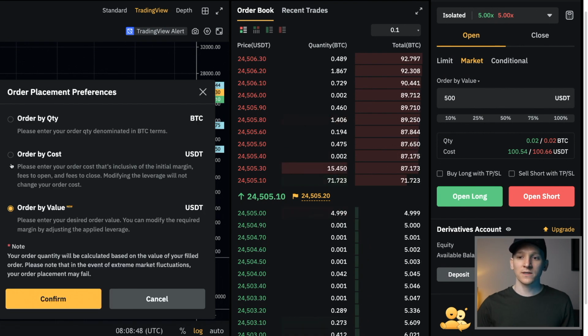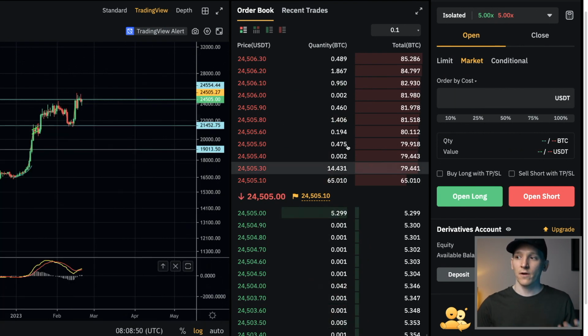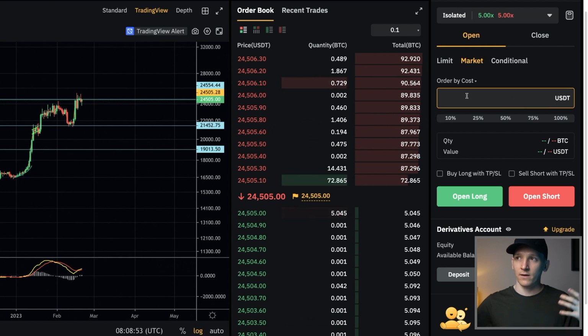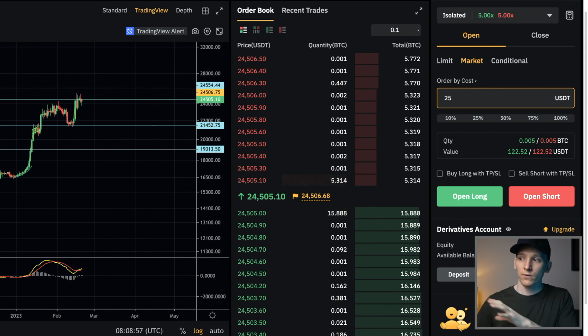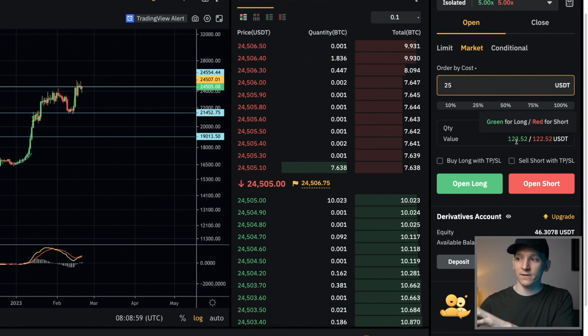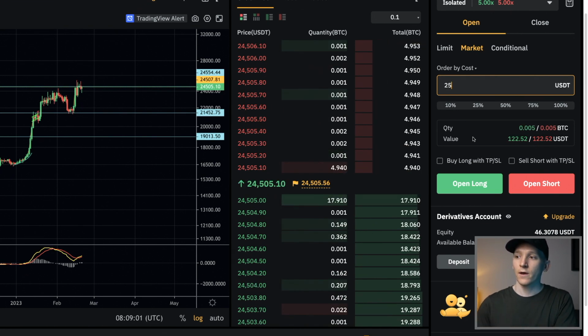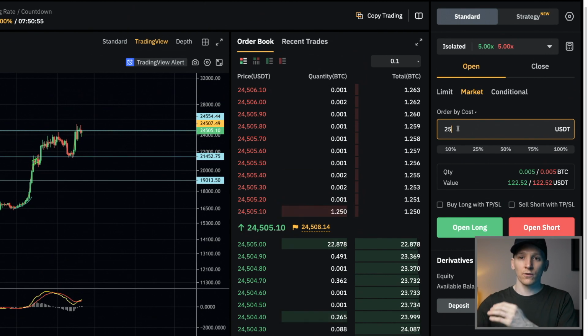So you can work that out in any way that you want. You know, maybe cost is easier for you if you know you have a certain amount of assets on the platform. Let's say you have $50, which is in there. You can say, I want to make sure that I spend 25 and the value is now 122. You can see that, and it shows you the quantity here. So it does work it out underneath, but that's a good way to choose any method that you want of actually calculating the cost of the order.